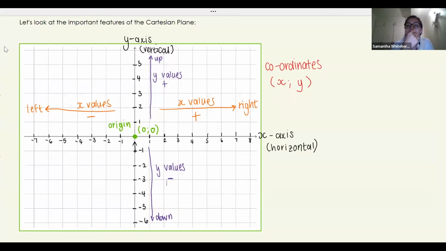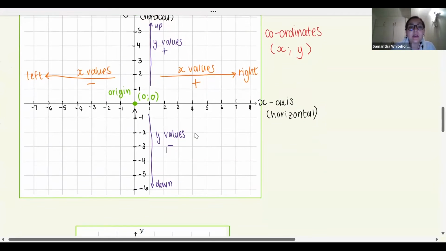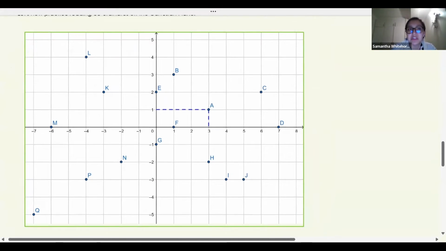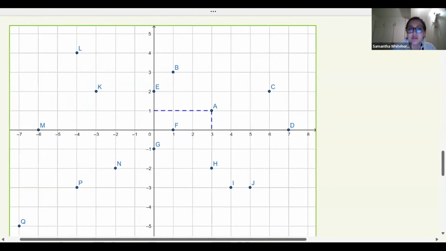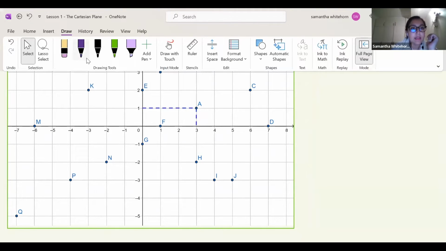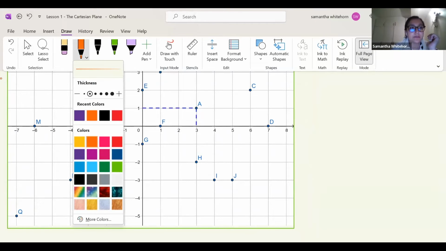Alrighty, so what we're going to practice now is reading coordinates off of a Cartesian plane. Again, you're welcome to draw this if you want, but I would maybe just follow with me and then take some screenshots at the end because there's a lot going on here. We're not going to do all of these points, otherwise we're just going to be here forever. But it is important to practice. So we're going to do 1 or 2 together, and then you guys are going to try some by yourselves.